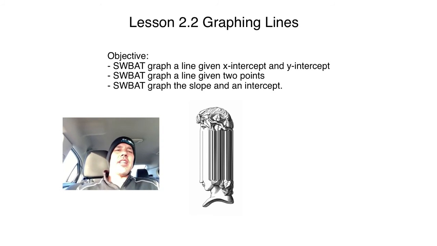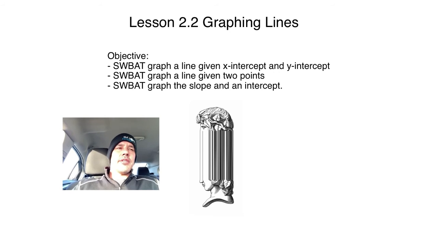Lesson 2.2, graphing lines. Our objective, I know there's three, but shouldn't be too difficult. Students, you're going to graph a line when we're given an x-intercept and a y-intercept, and we'll define those first. I'm going to show you how to graph a line when you're just given 2 points, and show you how to graph a line when you're given the slope and one of the intercepts. Let's get started.